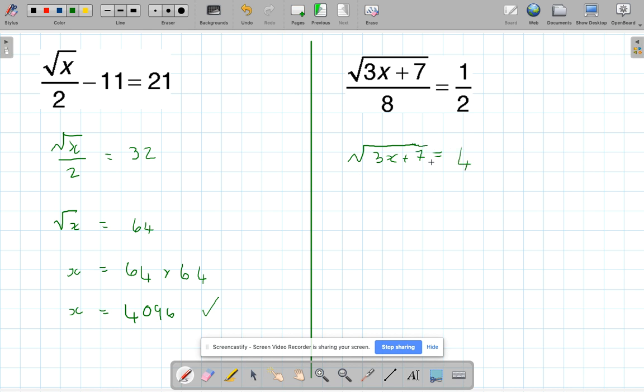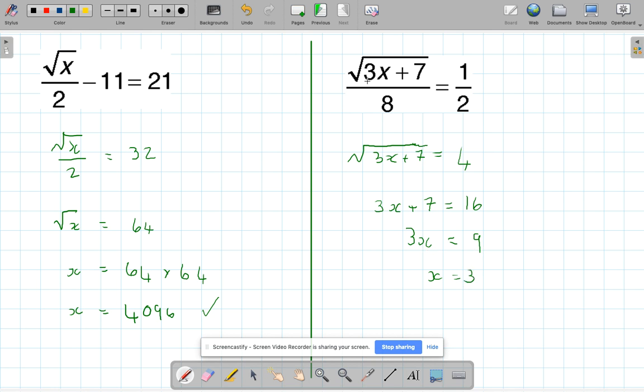So I want to get rid of the square root sign next. So I square both sides. So square that side. And it knocks out the square root sign. I square this side. It gives me 16. So now I'm able to just treat this like a linear equation. I'm going to take 7 away. And I'm going to divide this by 3 and this by 3 to get 3.